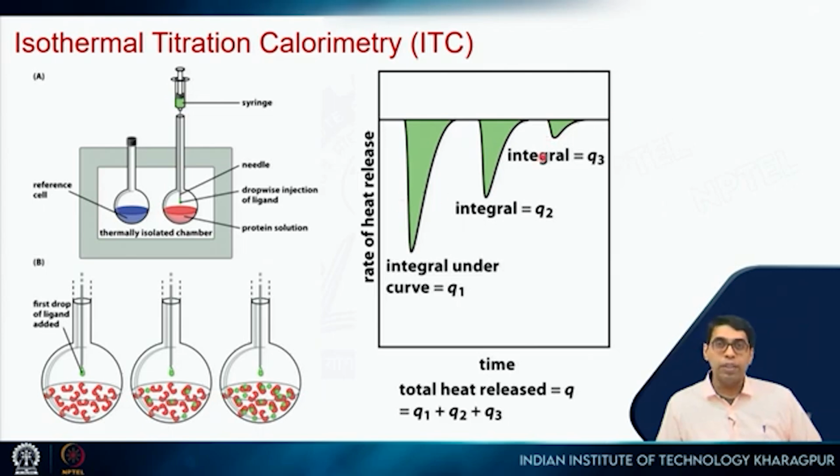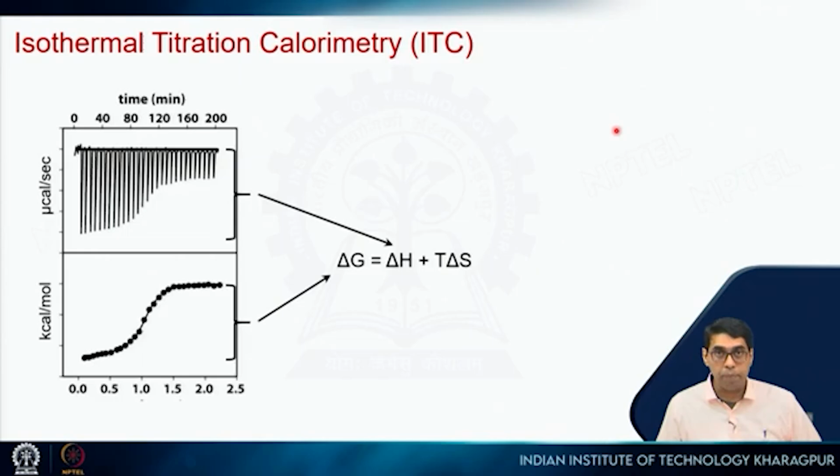Only 3 injections are shown here, but typically we do around 20 injections. By the time you go beyond 15, you will see that this heat is very low. So, it has reached almost saturation. A typical ITC data will look something like this.